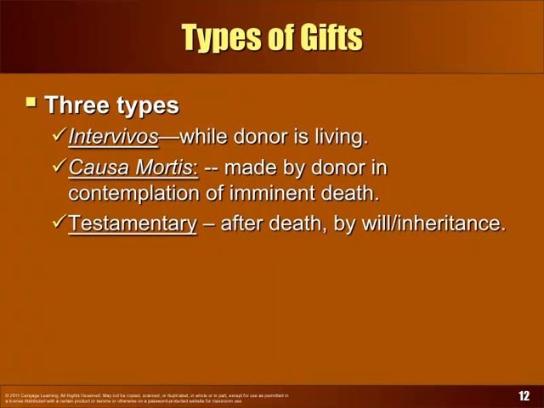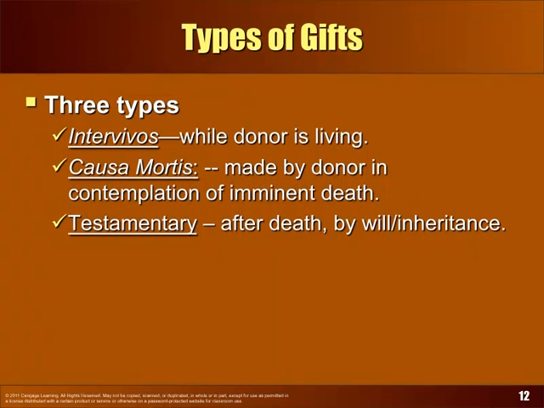There are three types of gifts. There is a gift inter vivos, which means while living, which is the easiest way to give a gift. It's harder to give things after you die, unless you tell someone else to do it, right? So usually, you say, here's my gift. Now you can say, here's my inter vivos gift. It gives it a little extra flair.